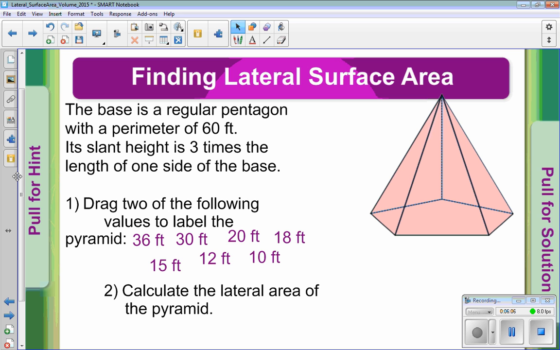Okay, is it pentagonal? I don't really know. Tomato, tomato, right? So the base is a pentagon. Would you agree? Okay. So we want to be able to add some information.